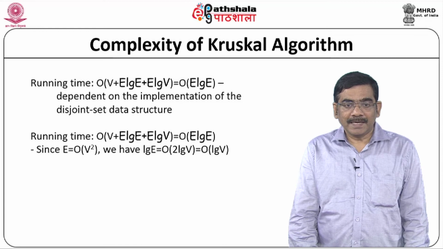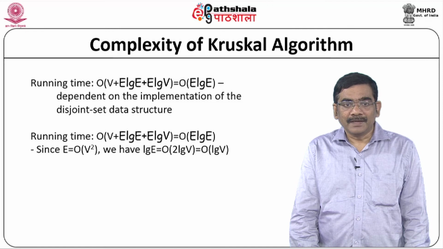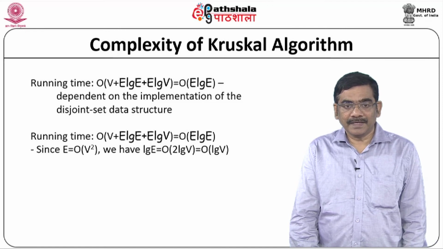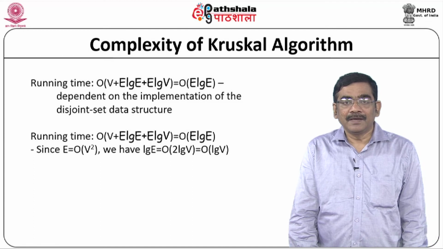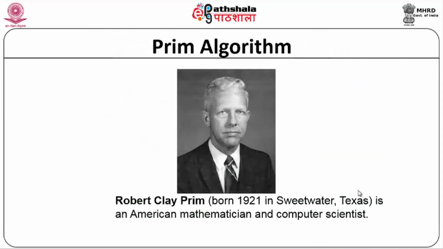So, the running time is order of V plus E log E plus E log E. That means you can see that if E is order of V square, then we have order of log V. This is the complexity of this particular Kruskal algorithm. The next algorithm is Prim's algorithm.